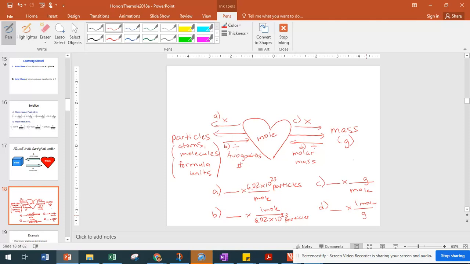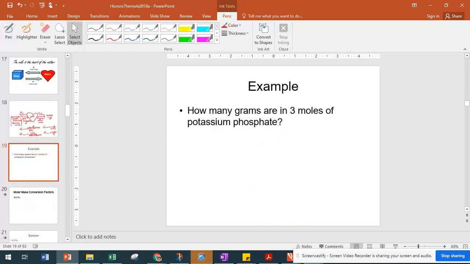Okay, I want to show you how this works in a problem. For the next example, it's asking us how many grams are in 3 moles of potassium phosphate. When you're doing these kinds of problems, it's very important you write out the formula for your compounds. So we have K3PO4. We do want to calculate the molar mass of this compound before we can begin solving.